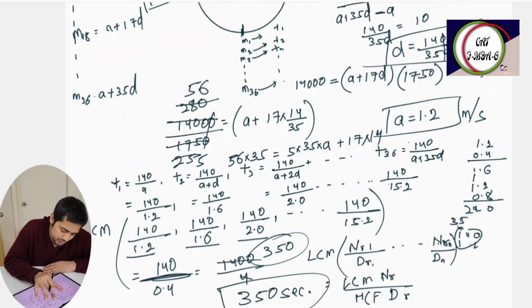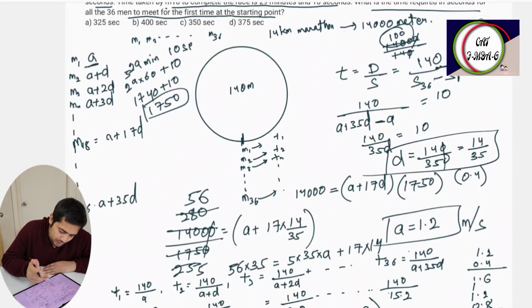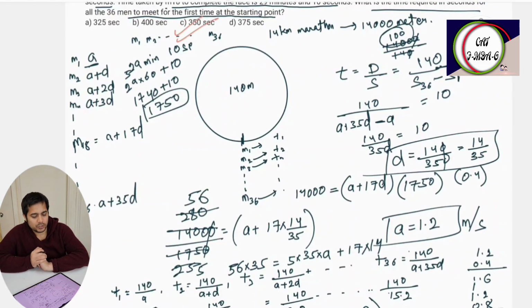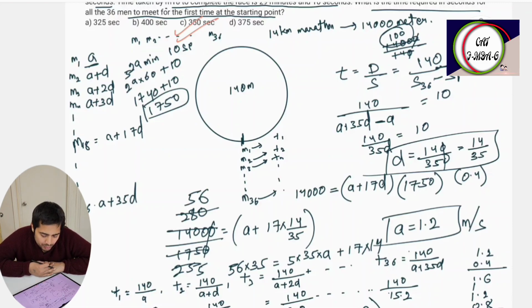This is the MCQ question. 350 seconds is the right answer. Got it? How did we solve this? What we did is, a circular track is given and the speeds of different men were given in arithmetic progression. Certain conditions were given. We used those conditions to find that particular arithmetic progression.